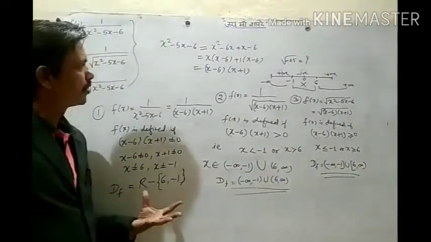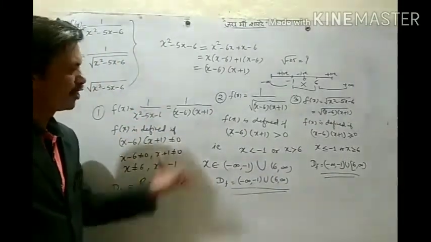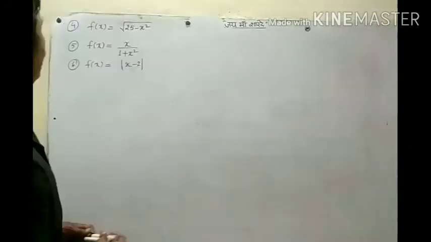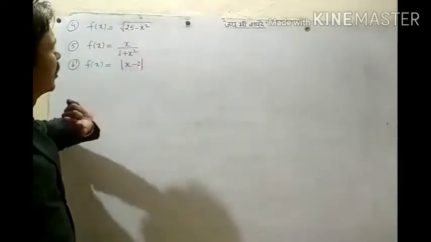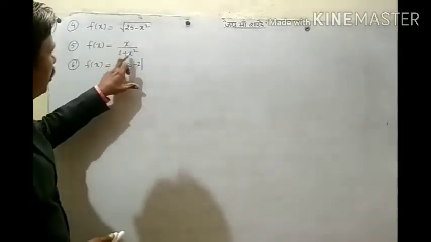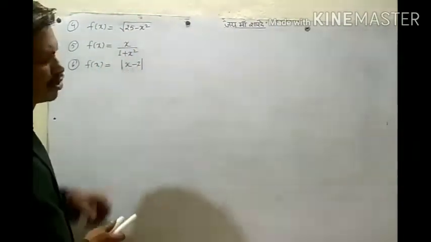Okay? Now let's see some more examples. First you can note down this. Now we have to find the domain of the functions root of 25 minus x square, x upon 1 plus x square, and mod of x minus 2. Okay?